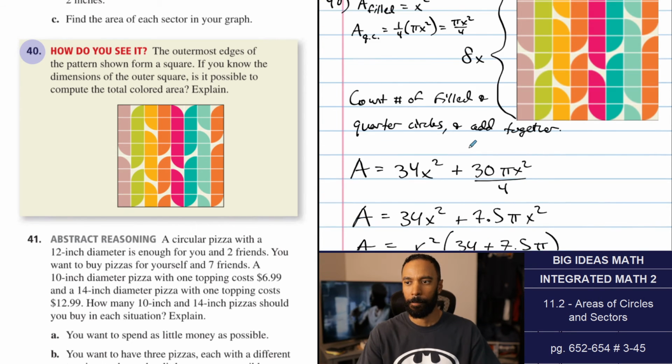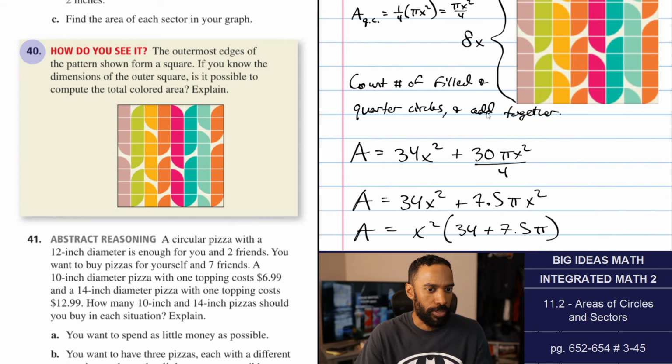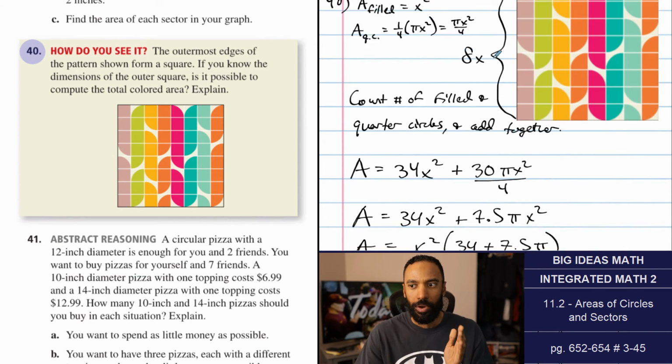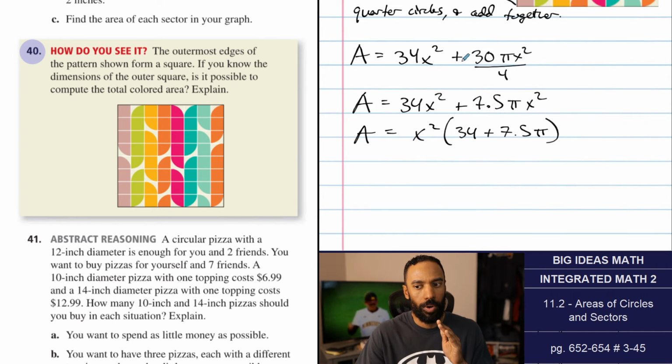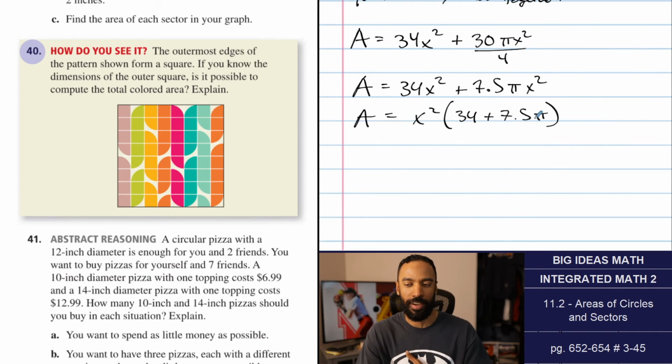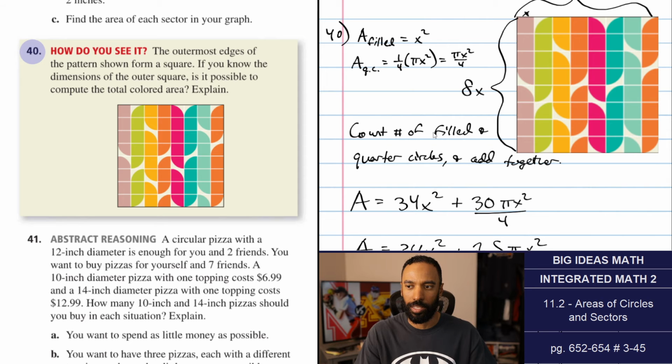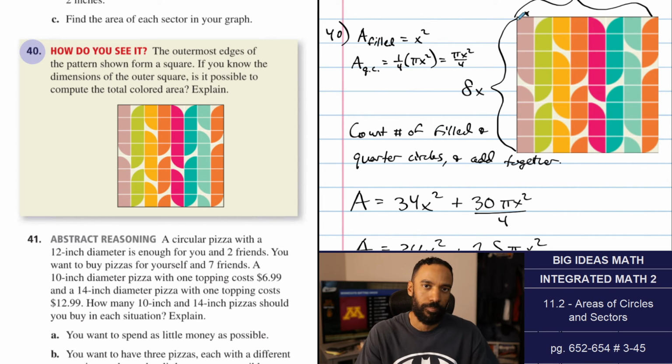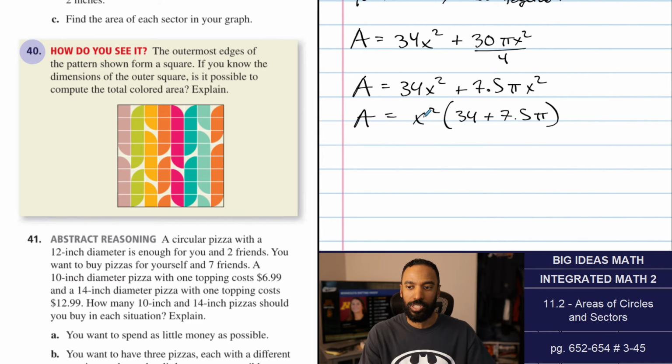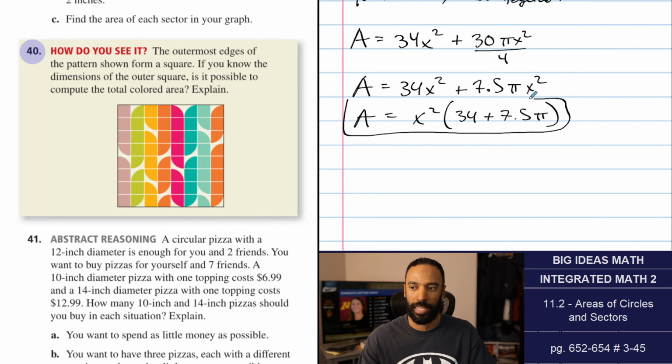So whatever x is, they said if you know the dimensions of the outer square, the outer square is 8 times that amount. So you just have to be careful there. You'd have to divide that by 8. So x is 1/8 of the outer square edge. So let's say the outer square length was 16. X would be 16 divided by 8, which is 2. So you do 2 squared times that stuff, and you figure that out. So yes, you can get that stuff, if you know the dimensions of the outer square.